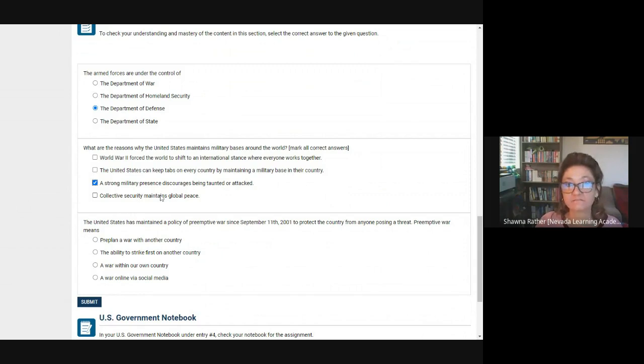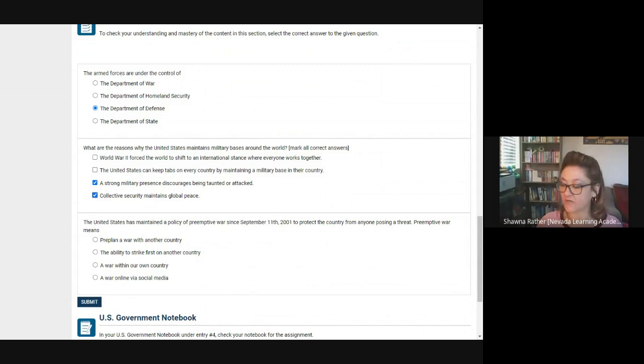Collective security kind of maintains global peace is the thought process there. Basically, World War II forced the world to shift to an international stance where everyone starts working together, but not really everyone, right? We kind of have two major groups. And then the United States keeps tabs on every country by maintaining a military base in their country. We can't have a base in every single country. So while we would like to, we don't necessarily have that, right?